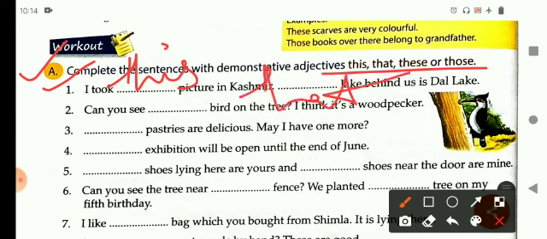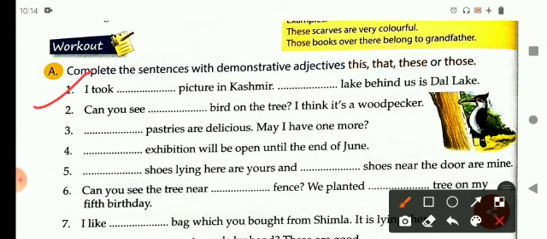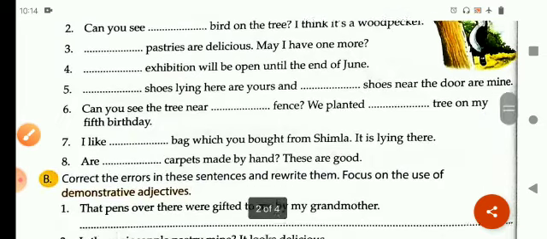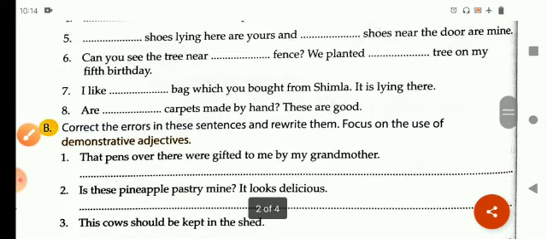Second one, can you see dash bird on the tree? I think that it's a woodpecker. So here I'll write, can you see that bird sitting on the tree? So, pointing out toward the bird that is sitting on the tree that is far away. So, here I am using the demonstrative adjective that. In a similar way, children, you have to use all these demonstrative adjectives.